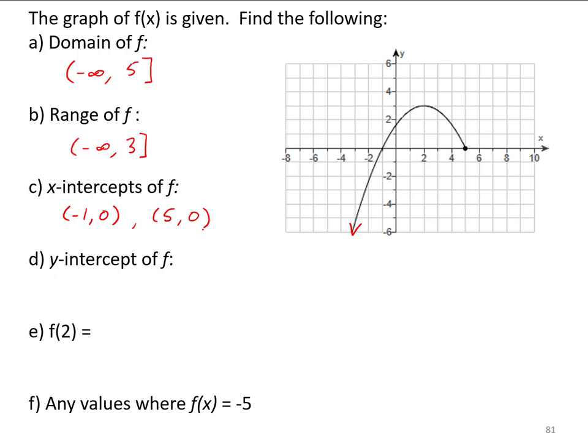Now next, part D is the y-intercept of f. I didn't say this in my description, but it appears that this graph intersects the y-axis just under 2. It looks like that's between 1 and 2, so I'm going to say that that's 1.5. So that y-intercept would be the point, parentheses 0, comma 1.5, close parentheses.